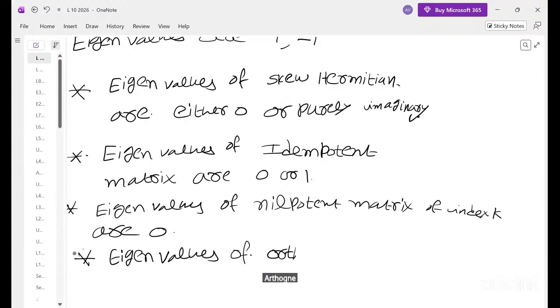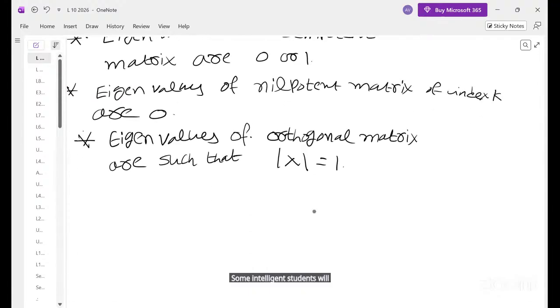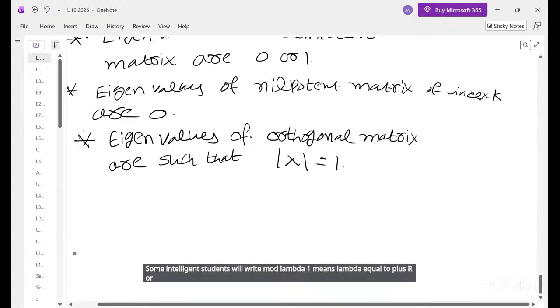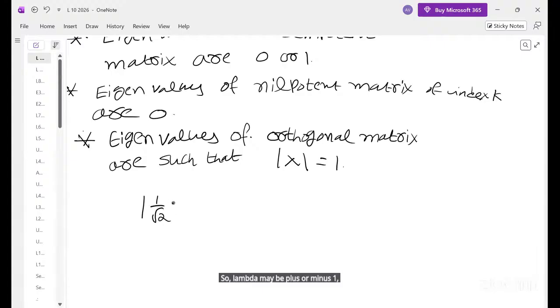Eigenvalues of an orthogonal matrix. What is an orthogonal matrix? A into A transpose equals A transpose into A equals I. Eigenvalues of an orthogonal matrix are such that mod lambda must be 1. That is, the magnitude of all eigenvalues should be 1. Some intelligent students will write mod lambda 1 means lambda equals plus or minus 1, which need not be true. So lambda may be plus or minus 1, or it could be a complex number also.